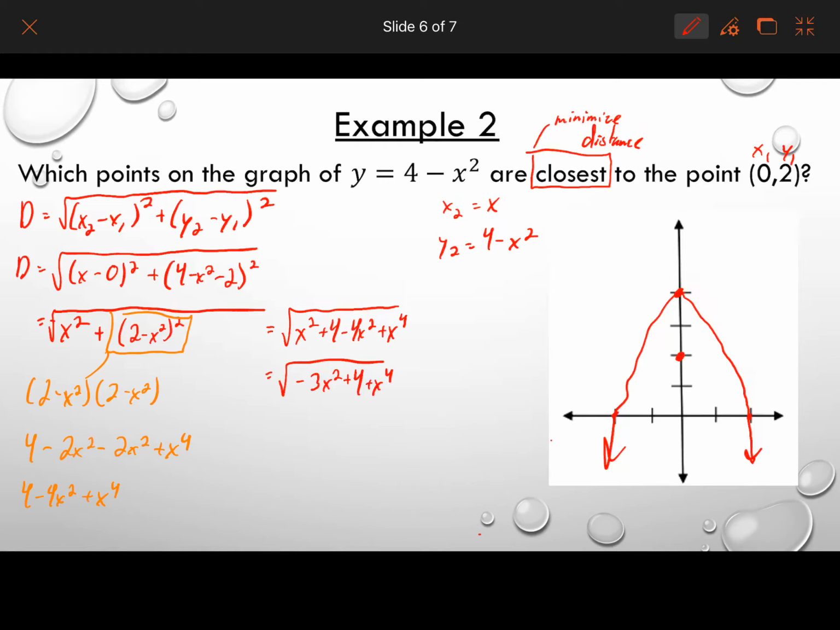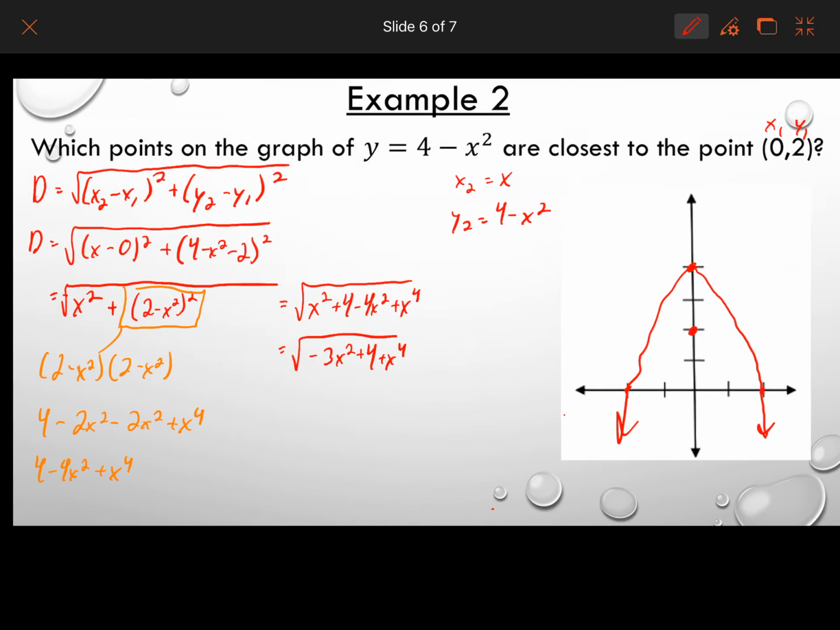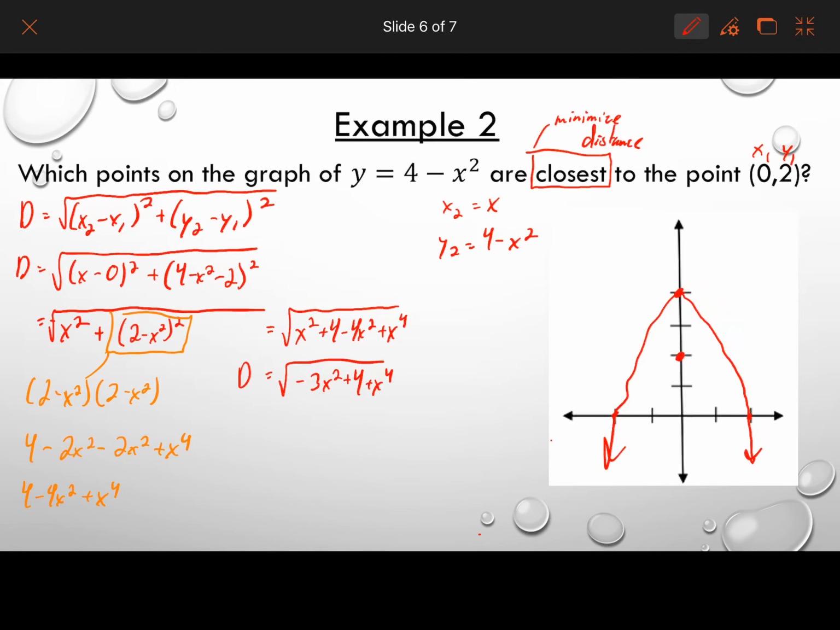There are no more other like terms. So we only have a single variable, so we're good there. We don't have to do any more substitution here. Now remember, since we're trying to minimize the distance, find the minimum of the distance, now we want to take the derivative. Now I'm going to take the derivative of this.